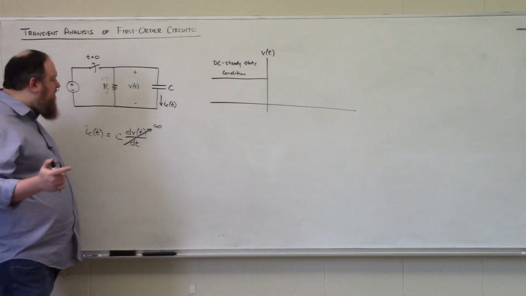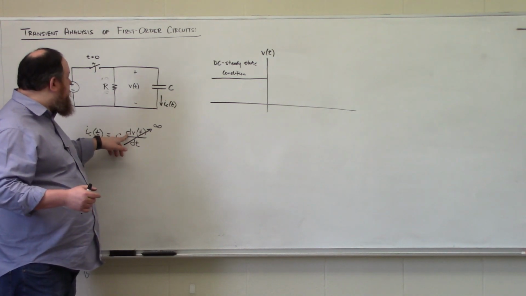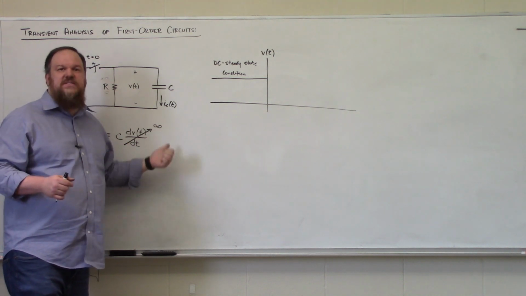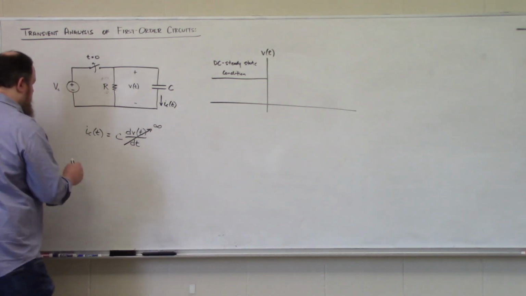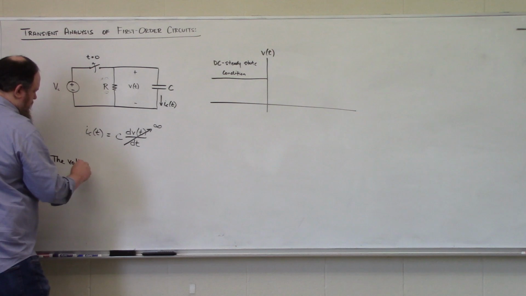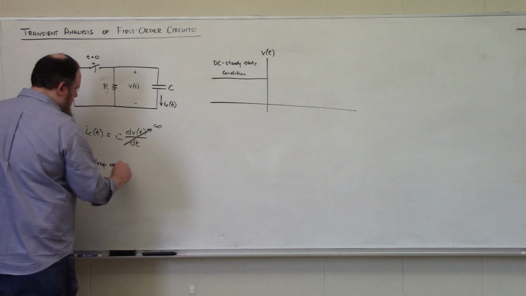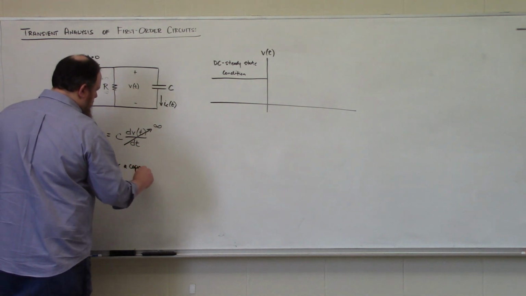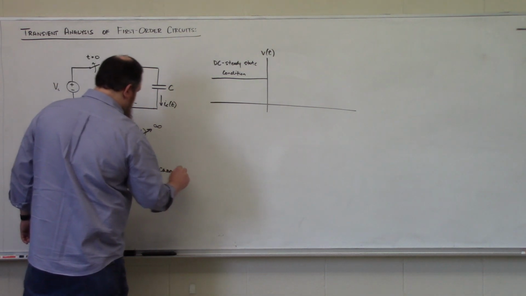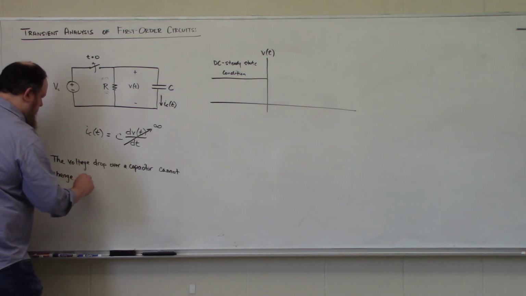So one thing that we can observe from this relationship is that the voltage drop over a capacitor cannot change instantaneously because it causes an infinite amount of current to flow. So let me write that down explicitly. Abruptly.